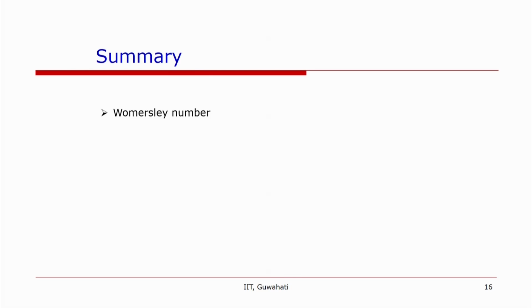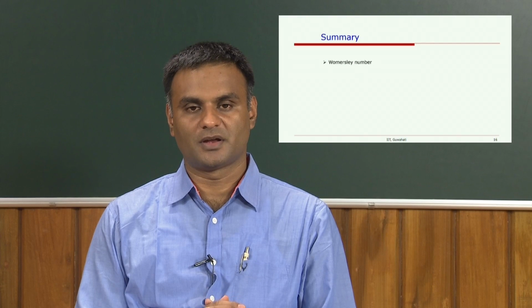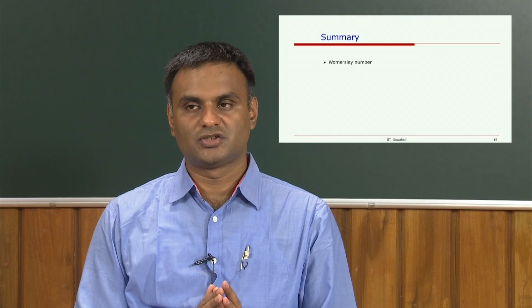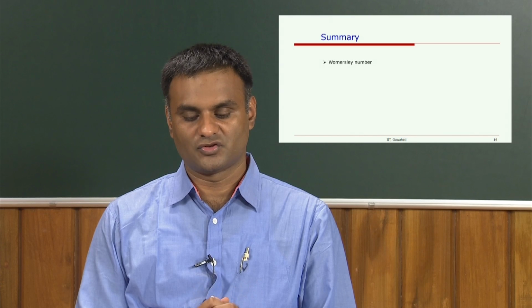So, in summary, what we have looked at, including both the lectures on pulsatile flow, is that one of the critical parameters which is important for pulsatile flow in rigid tubes is the Womersley parameter. You can also call it a transient Reynolds number, or the square of the Womersley number can be called the transient Reynolds number. This is the ratio of transient inertial force and viscous force.